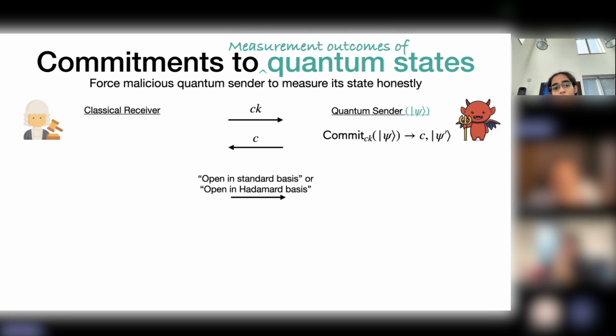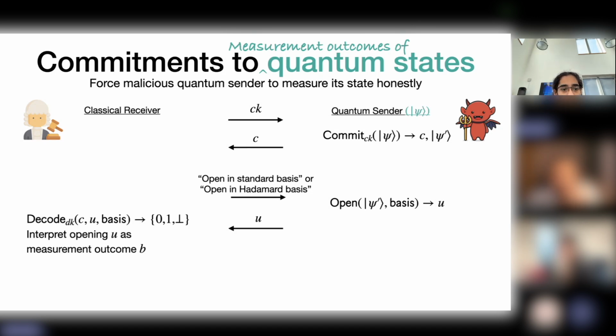And then at some later point, the receiver says, okay, I want to measure the state in the standard basis or in the Hadamard basis. At this point, the quantum sender performs some opening operation that's supposed to mirror measuring in the standard or Hadamard basis and gets some opening information U. And finally, the receiver is going to decode this opening to interpret it as a measurement outcome in the basis it asked for.